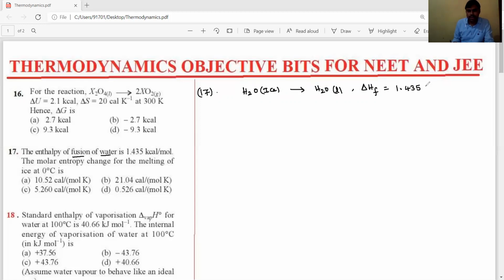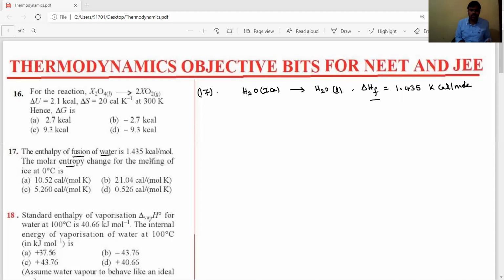1.435 kilocalories per mole, they gave. Okay students, this is about enthalpy of fusion of water. Enthalpy of fusion means the amount of heat required for 1 mole of ice to be converted into liquid is known as enthalpy of fusion.